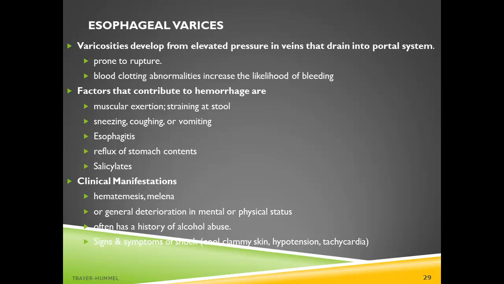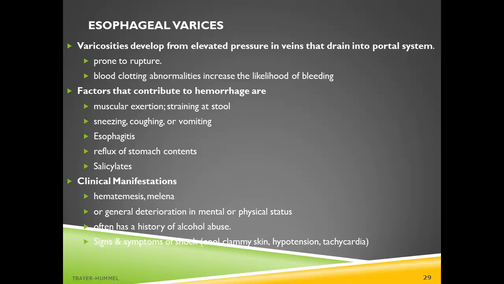Let's talk a little more in depth about esophageal varices. Varicosities develop from elevated pressure in the veins that drain into the portal system, and these varicosities are prone to rupture. Some factors that contribute to hemorrhage are muscular exertion, straining at stool, sneezing, coughing or vomiting, esophagitis, reflux of stomach contents, salicylates, or any anticoagulants for that matter.